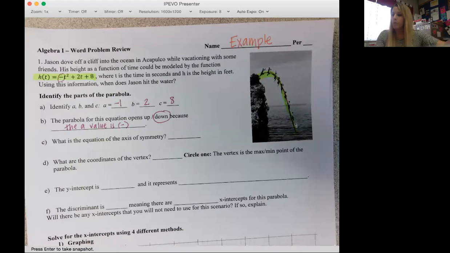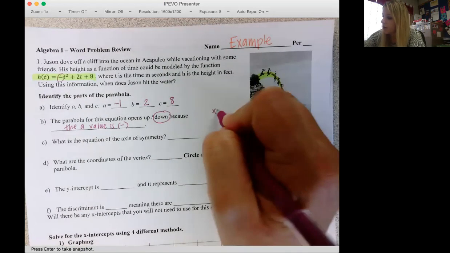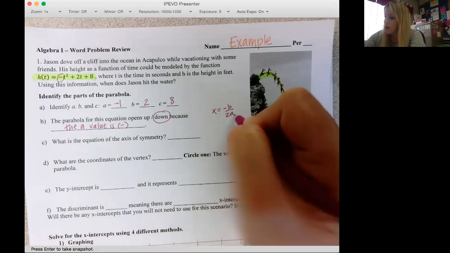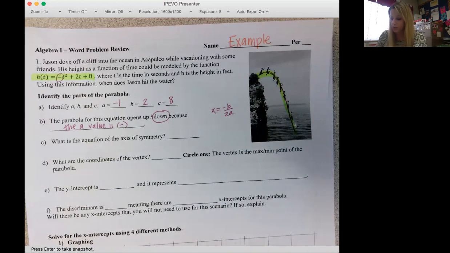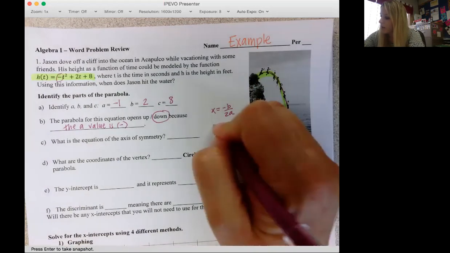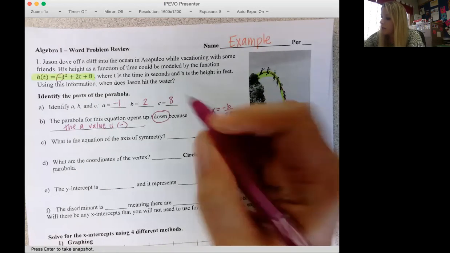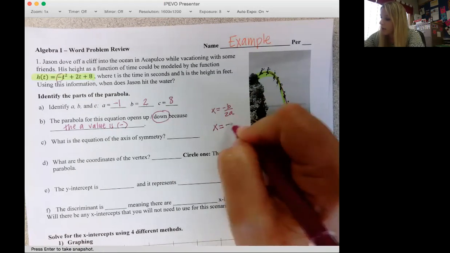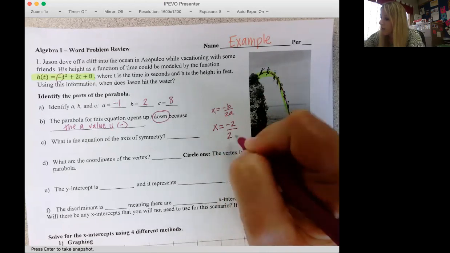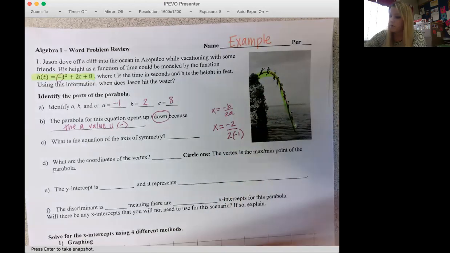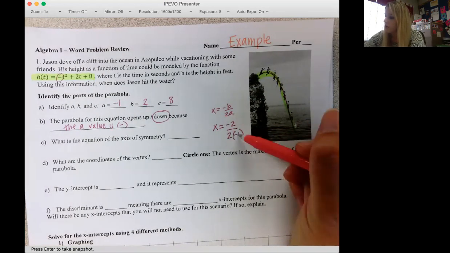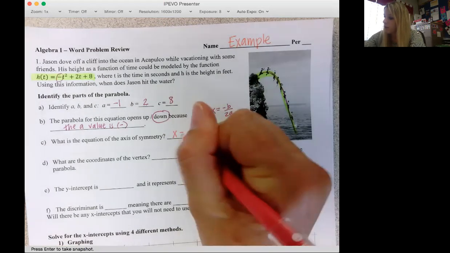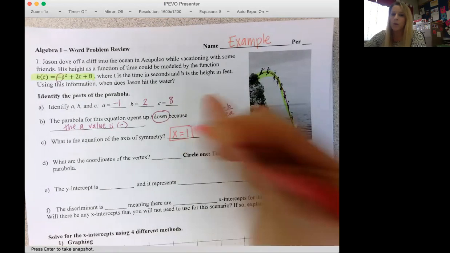Okay. All right. So it says, what is the equation of the axis of symmetry? I do not want just the number. I want the actual equation of where my dotted line would be if I were to graph, because eventually we're going to have to graph. Okay, so x equals the opposite of b. This is 2, so the opposite of b is -2, over 2 times a, which is -1. If I simplify that, -2 divided by -2 becomes +1. This is what I want.